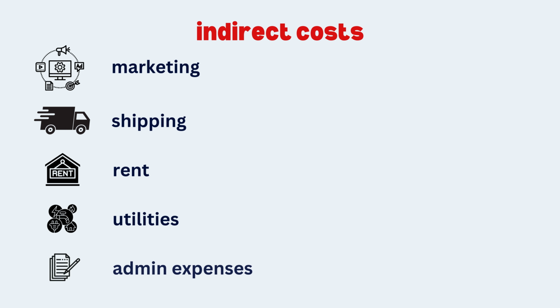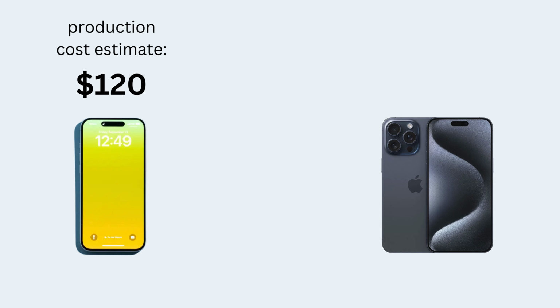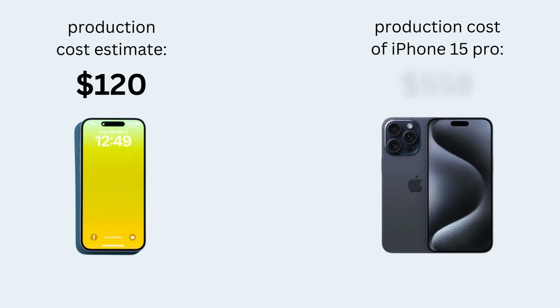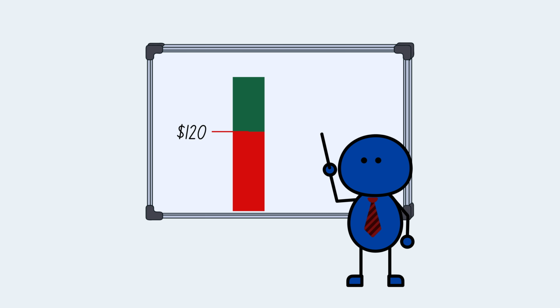Then there are indirect costs, things that don't go into the product itself, but are still essential. Think marketing, shipping, rent, utilities, and administrative expenses. That might be an extra $40. So in that case, the total cost per phone is $120. This is a very rough and illustrative estimate though, because according to Apple, the cost of making an iPhone 15 Pro is $558. So it varies from phone to phone. Now, the company knows they have to price it higher than $120 to make a profit. But how much higher? That's where things get interesting.